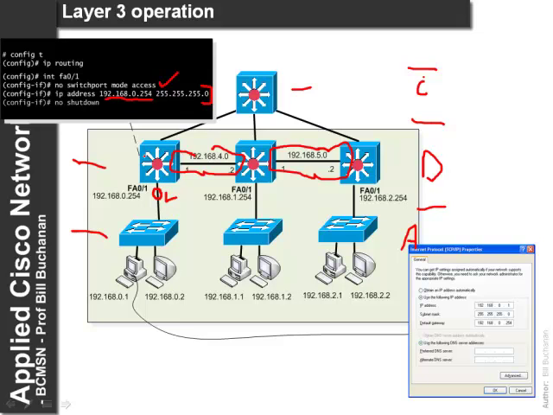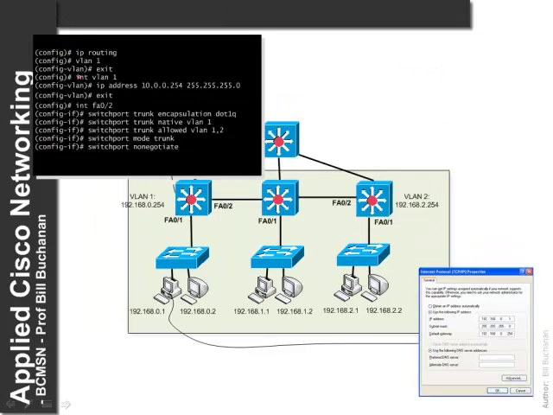In the previous examples, we've seen VLANs with IP addresses. This gives us an opportunity to communicate with that VLAN and with the switch. But in this case, we have a layer 3 operation on our switch. The no switchport mode access command will take it out of layer 2 operation and into layer 3. The ip routing command will enable IP routing and layer 3 routing on the switch.